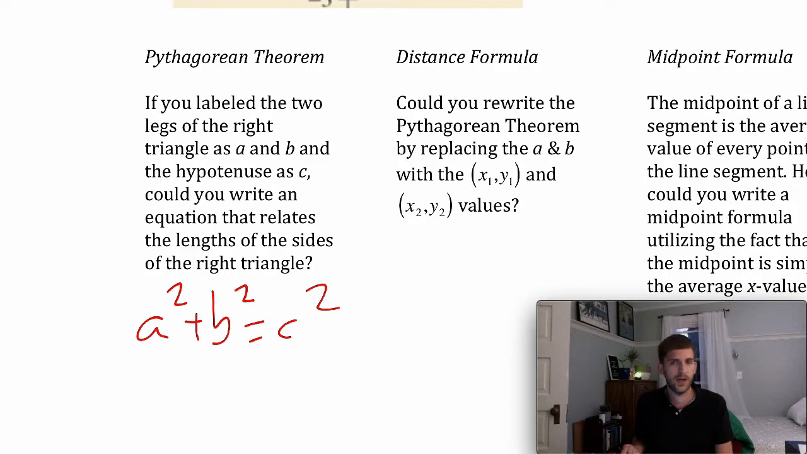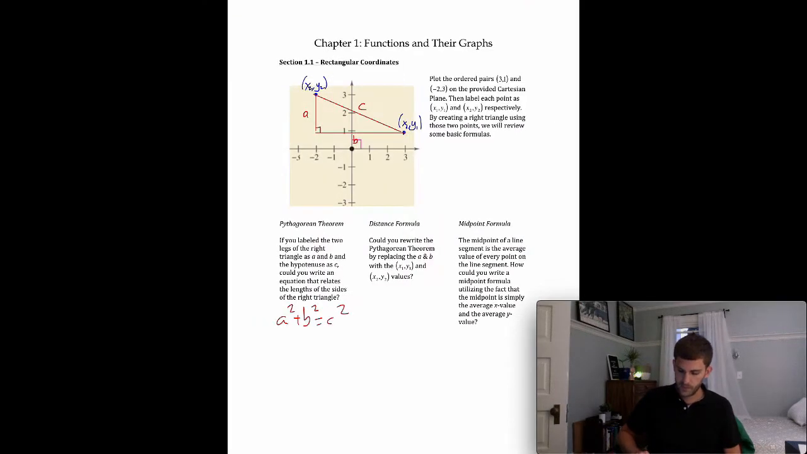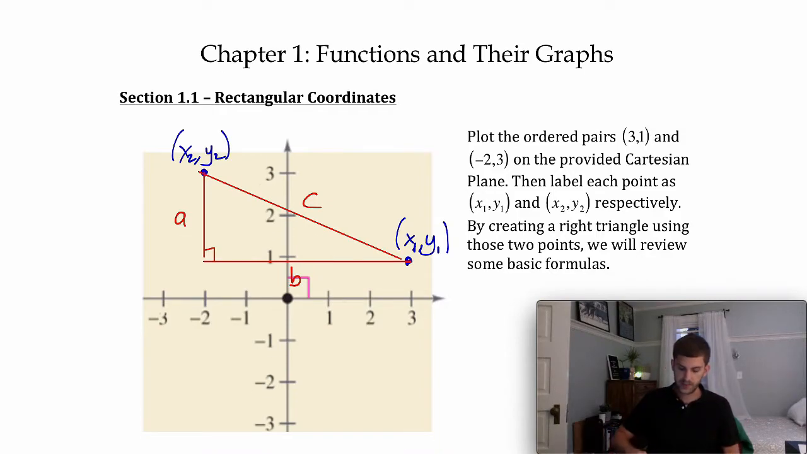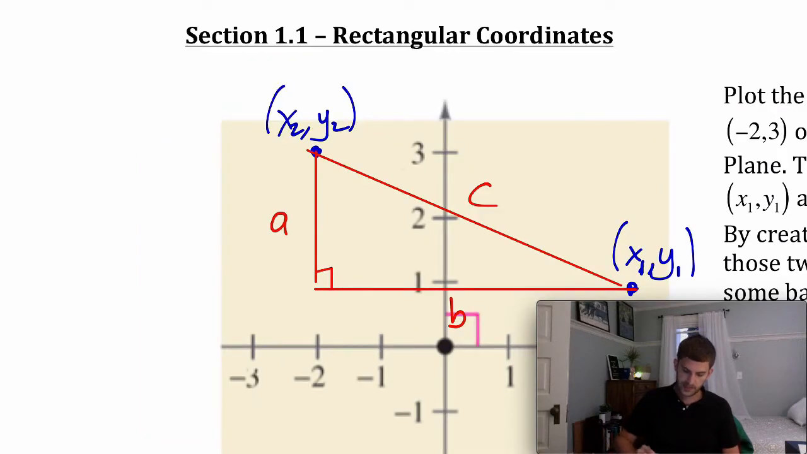Now, we're asked to write the Pythagorean theorem replacing a and b with x1, y1 and x2, y2 values. Well, let's go back to the graph. So, ignoring those specific points, the coordinates of 3, 1 and negative 2, 3, we're just going to deal with the x1, y1, x2, y2. Now, let's talk about this segment A here. We need to figure out how long it is.